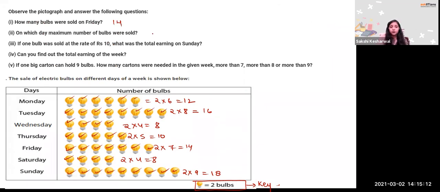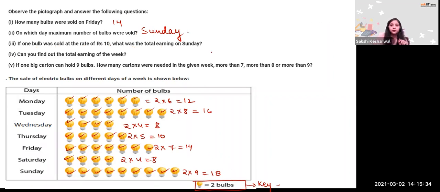On which day were the maximum number of bulbs sold? So which is the maximum? We sold the maximum bulbs on Sunday, right? Okay. If one bulb was sold at the rate of rupees 10, then what was the total earning on Sunday? This is like a unitary method also. Now how many bulbs has he sold? He has sold 18 bulbs.